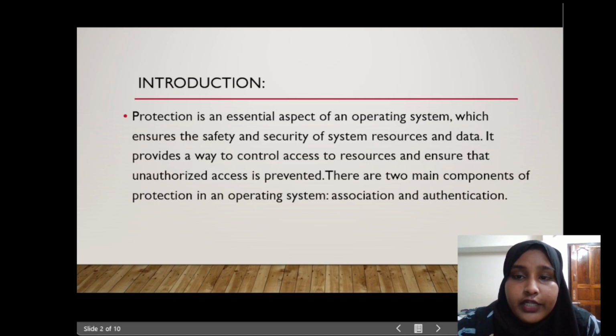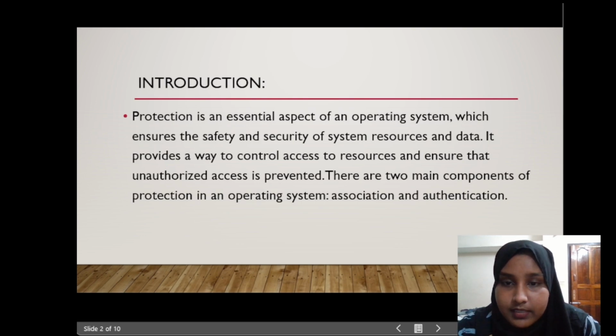Introduction. Protection is an essential aspect of an operating system which ensures the safety and security of the system resources and data. Protection in an operating system is like a security guard in your computer. It ensures that only authorized people or programs can access or modify your important files. It provides a way to control access to resources and ensure that unauthorized access is prevented. By controlling who can do what on the system, it prevents unauthorized access or misuse, keeping your data safe from any harm. There are two components of protection in an operating system.